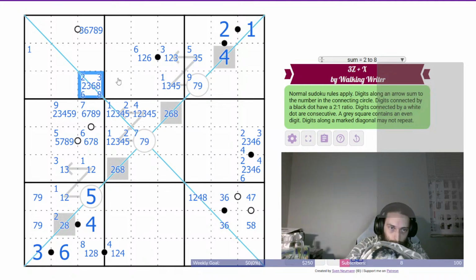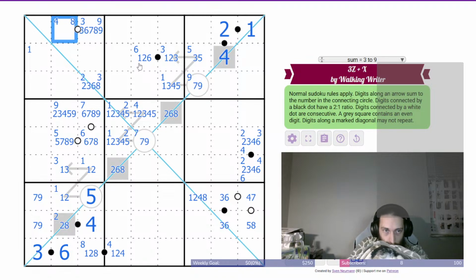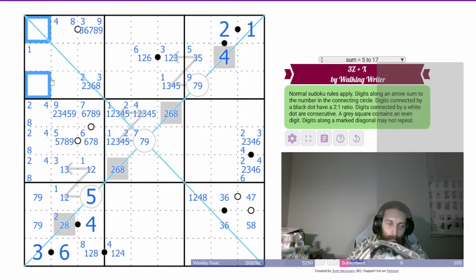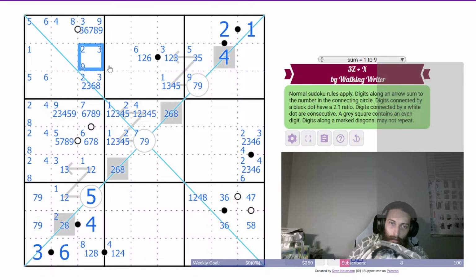2, 3, 6, 8. 6, 8. 3, 6, 7, 8, 9. 6, 7, 8. 4, 8. 1, 2, 3, 4, 5, 6, 7, 8. 1, 2, 3, 4, 5, 6, 7, 8, 9. 2, 3, 9, but not 3. 4, 8. 1, 2, 3, 4, 5, 6, 7.